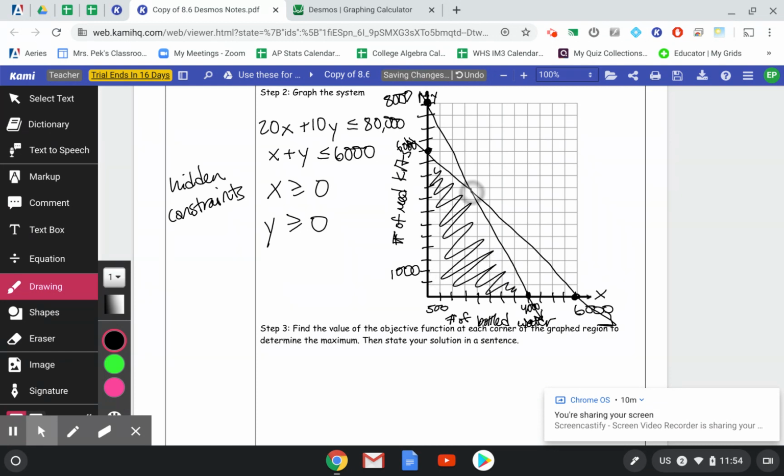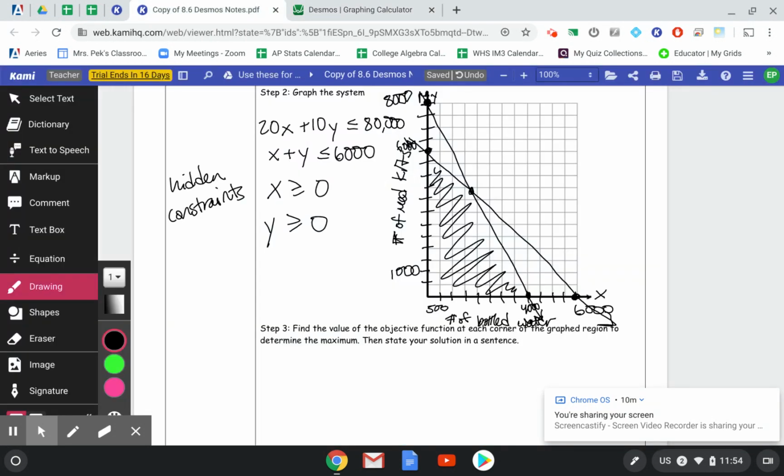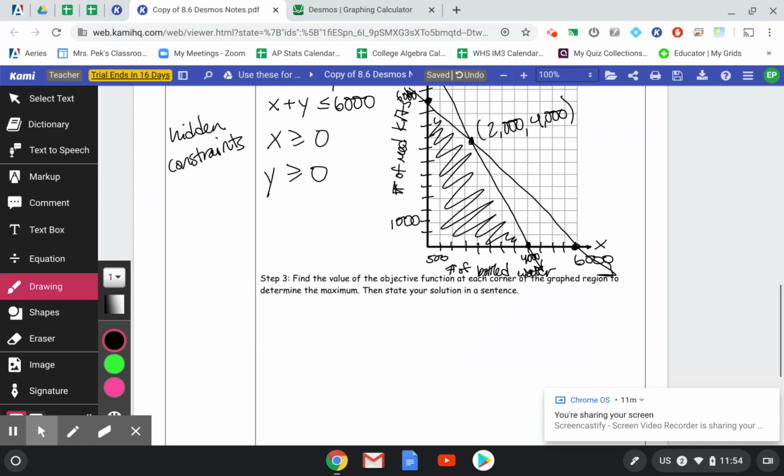And then my intersection point, super important that we have all of our corner points. So one of my corner points was at 6,000. This was at 2,000, 4,000. All right. So this is 2,000, 4,000. I know my graph isn't perfect. Okay. So we have our 4 corner points. So now that we have a graph and it's fairly accurate, gives us a good picture of what's happening, we are going to list our corner points.